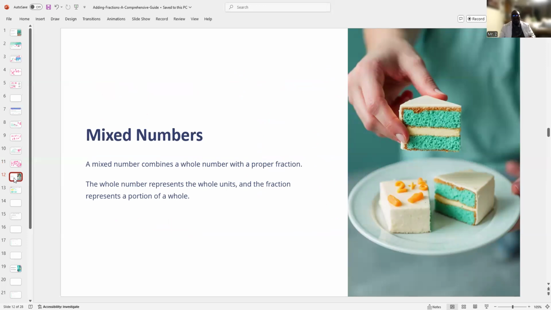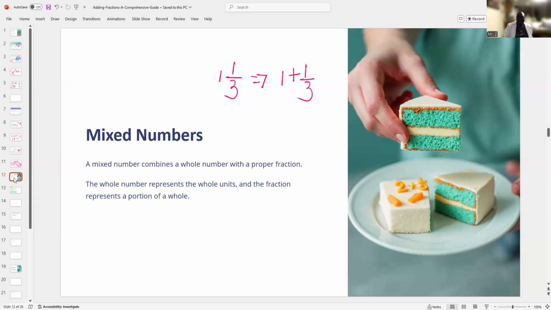A mixed number combines a whole number with a proper fraction. It means what? When I have 1 1/3, I can expand it like this to 1 plus 1/3. So anytime you are adding a whole number and a proper fraction, like 1 plus 1/3, I can get rid of the plus sign and put the 1 in front of the 1/3.